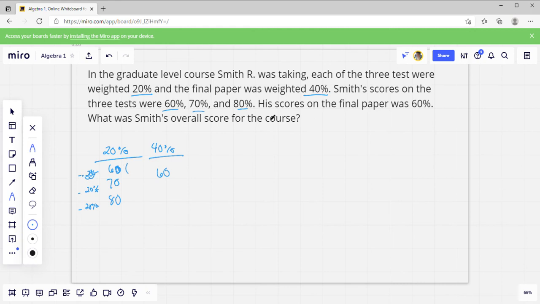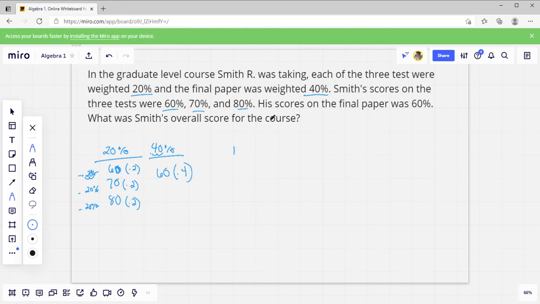So that means we're going to have 60 times 0.2, 70 times 0.2, and 80 times 0.2. And then for this one, this is 40%. We're going to move that decimal back 1, 2, and it'll be 0.4. So we're going to multiply that times 0.4. So just turn your percent into a decimal and then multiply each one by its percent.